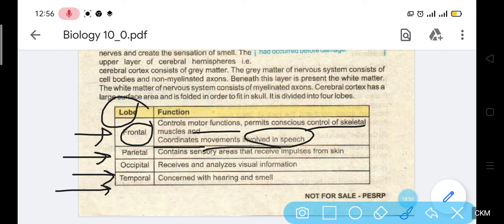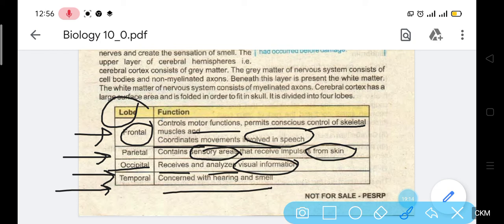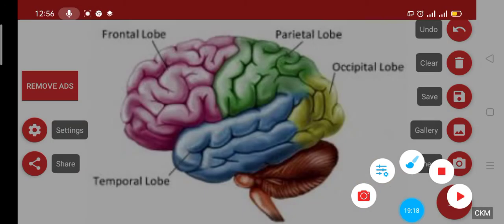The parietal lobe's function is basically to receive the sensory impulses from the skin. The occipital lobe receives and analyzes the visual information from the eyes, and the temporal lobe is basically concerned with hearing and smell.